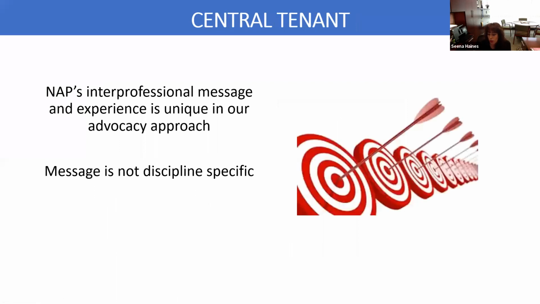Although many of you have experience on the Hill advocating for your own distinct professions and member organizations, we are now working together, like-minded individuals who seek to demonstrate the value of interprofessional education and collaborative practice. That is our central tenet around the messaging that has been prepared for us to share with staffers and legislators.